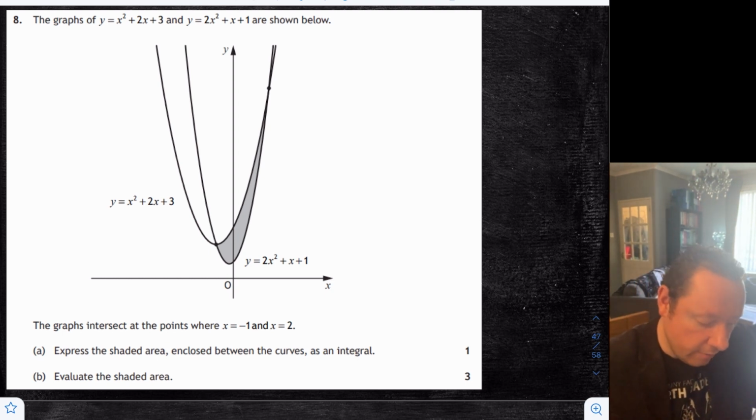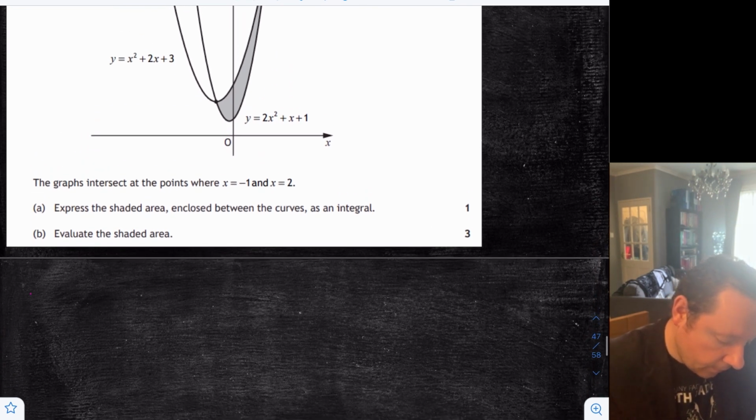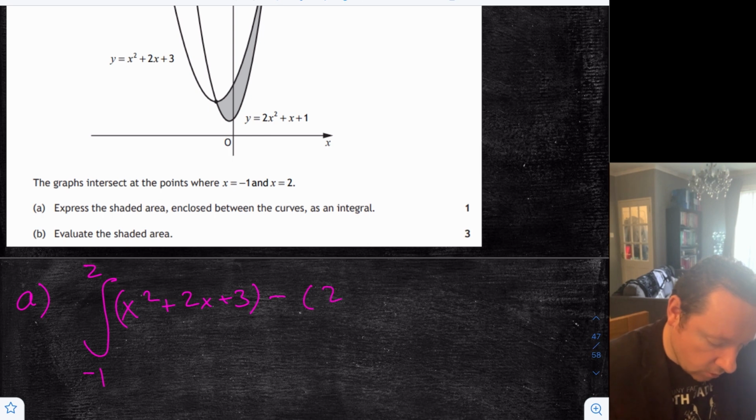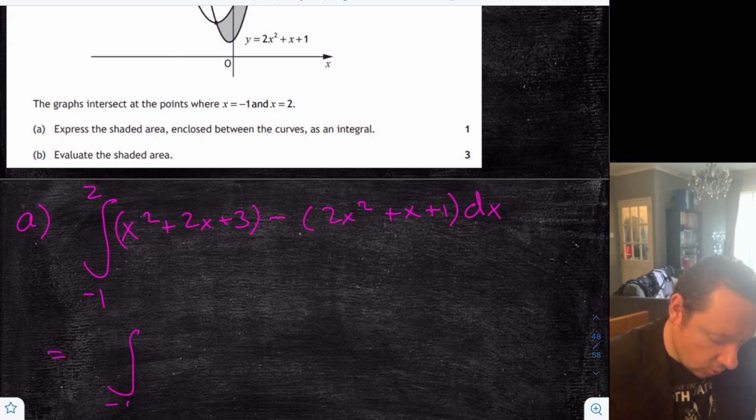Remember, to get our shaded area, it is the upper curve minus the lower curve. So just tracing this, there's my upper curve there, which is this one, and there's my lower curve there. So I do the integral between -1 and 2 of this minus this. So for part A, it's the integral between -1 and 2 of x squared plus 2x plus 3 minus 2x squared plus x plus 1 dx.